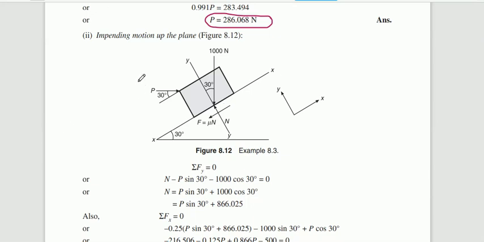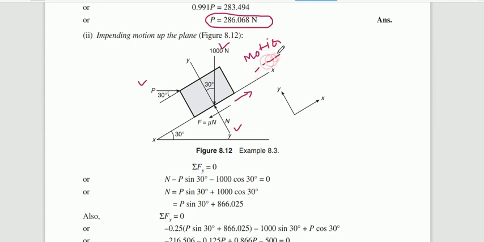The same thing: whatever the P is, it is as it is, 1000 is as it is, N is also as it is. Here, instead of showing P in this direction, P is shown in the opposite direction. If you get confused while solving, write here that this is the motion direction. Draw a dotted line and indicate the direction of motion. If the direction of motion is here, F is in the opposite direction. The rest of the things are the same, only the direction varies. You have to draw the free body diagram once again and apply the equilibrium condition.